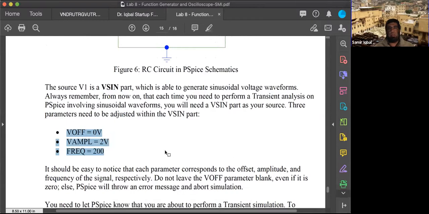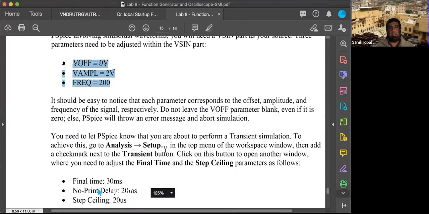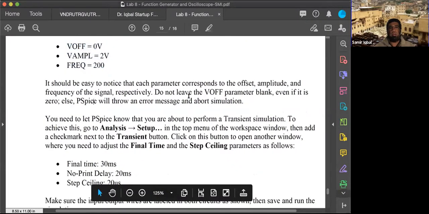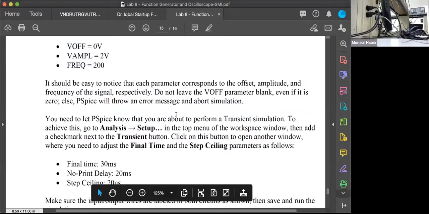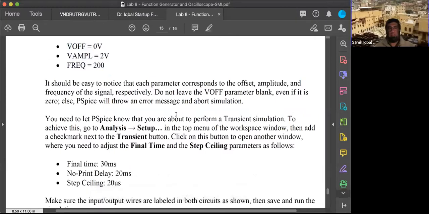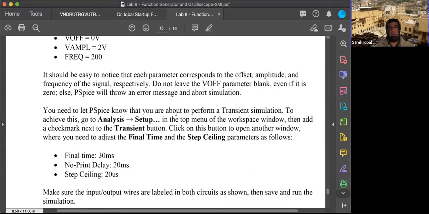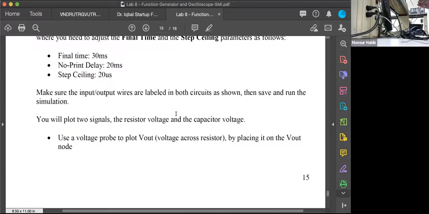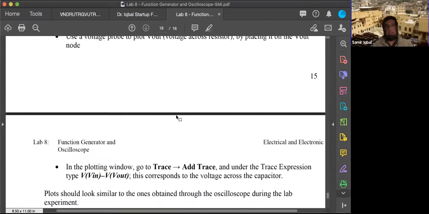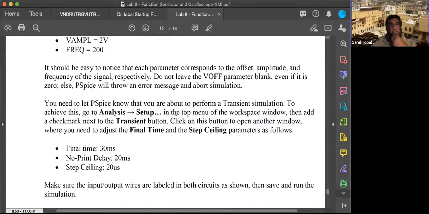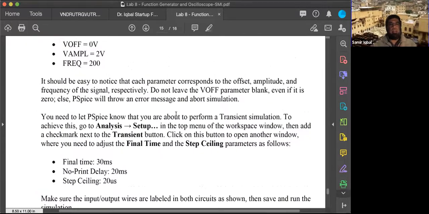Mansoor, you want to take it from here, or you haven't seen this part before? Dr. Iqbal, what did you say? Do you want to go to PSpice from here? I don't have PSpice with me right now, so I honestly can't show you. I'm sorry for that. Okay, it's okay. We can make a video afterward and maybe post it.